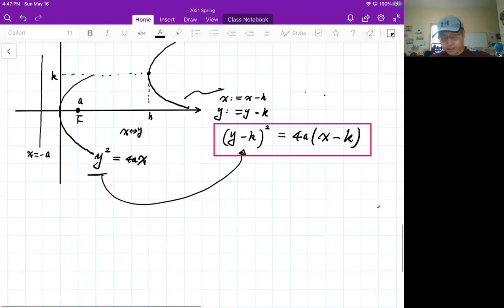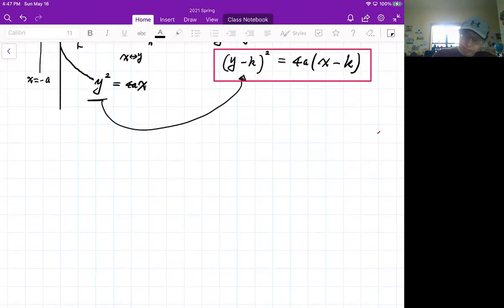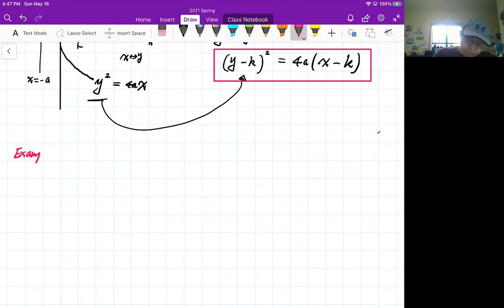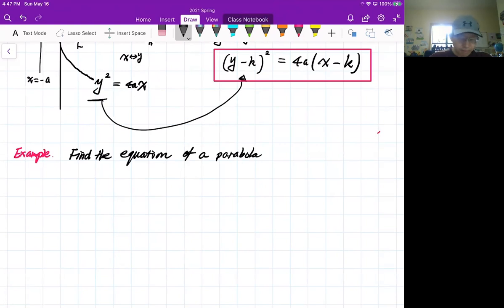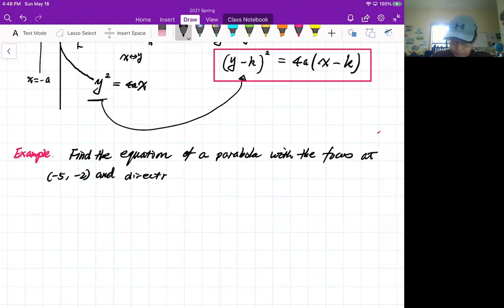So let's try the following example. Find the equation of a parabola with a focus at (-5, -2) and directrix of x equals -1. Okay, so let's think about that.